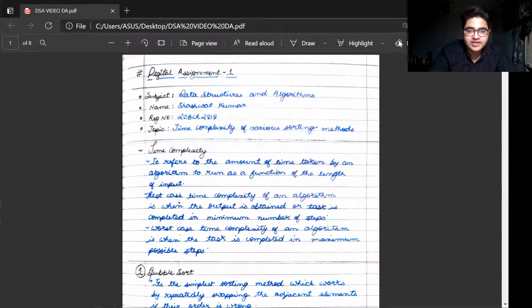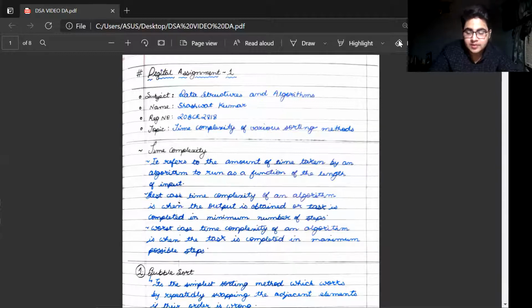Before explaining the time complexity of various sorting methods, we must know what time complexity means. Time complexity refers to the amount of time taken by an algorithm to run as a function of the length of input. That is, time complexity tells us how fast we are able to achieve the given task or output which we want.